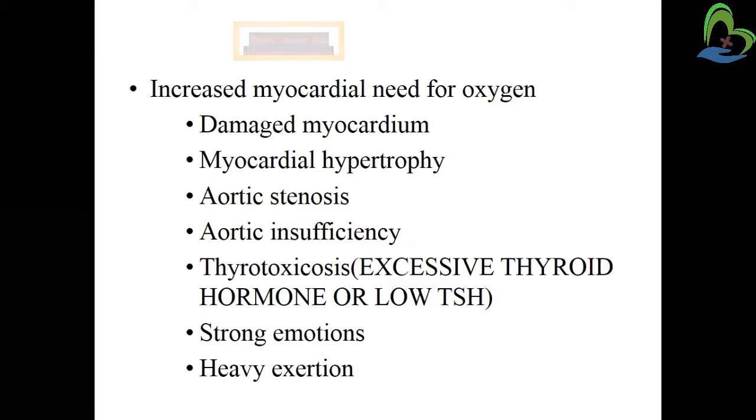Next is increased myocardial need for oxygen, because damage to the myocardium will lead to a greater need for oxygen. Myocardial hypertrophy has cellular growth, where the myocardium has thickened because of some reason or cardiac disorder. In that case, again, it will require a lot of oxygen. Then there is aortic stenosis. We talked in the last class about what aortic stenosis is: the aorta is getting stenosed, meaning constricted.